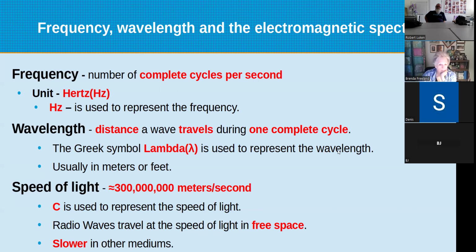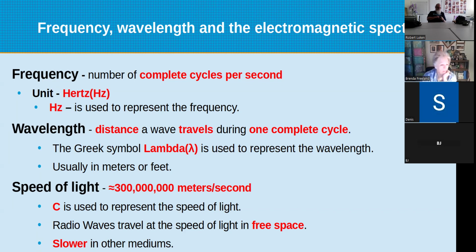Okay, some of the parameters we need to deal with for an electromagnetic wave. And by the way, light is an electromagnetic wave also, not just radio. Is the frequency, which is the number of complete cycles per second. That's how many times it changes direction from positive to negative. And if you remember in the first couple sessions, we talked about alternating current means that it alternates and changes direction from positive to negative. It must cross zero.